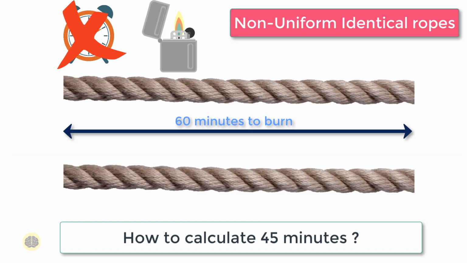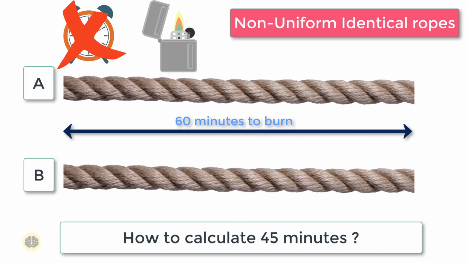As it is told in the question, the ropes are non-uniform. It means that if you cut a rope in two halves, then both halves may not take 30 minutes each to burn. But as a whole, the rope will take 60 minutes to burn. This approach is not going to help.